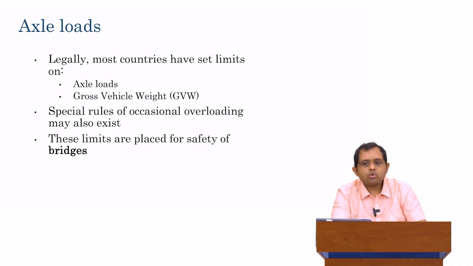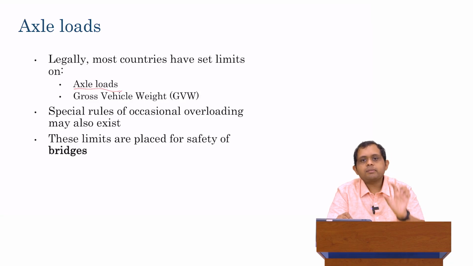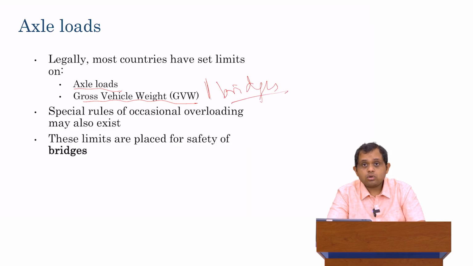In India, and actually in most countries, we do have a certain set of limits on these total loads. So in India, we do specify the maximum limit on axle loads. What is the maximum load each axle can carry, as well as what is the gross vehicle weight? What is the total load that the entire vehicle is legally allowed to carry? These maximums, by the way, are basically set for bridges. When a vehicle is going on a bridge, we want to limit the total load applied on the bridge so the bridge doesn't collapse. So the motivation for providing both axle loads and gross vehicle weight is actually to take bridges into account.